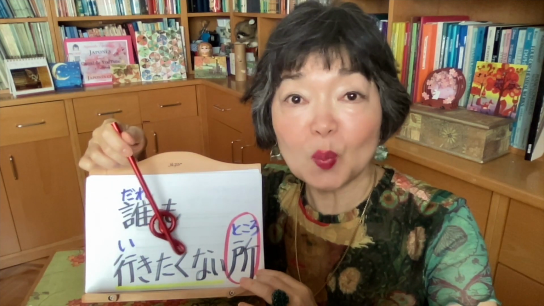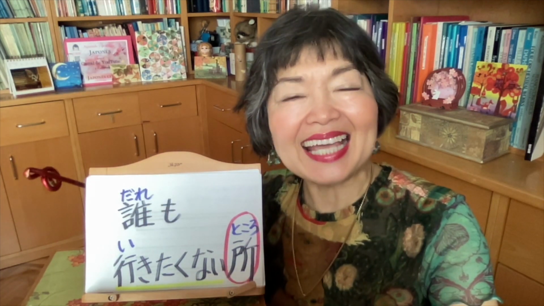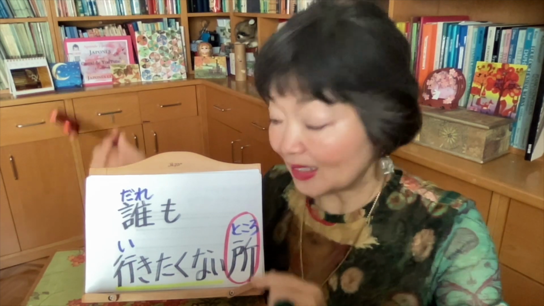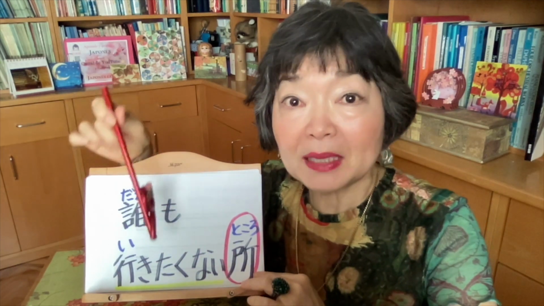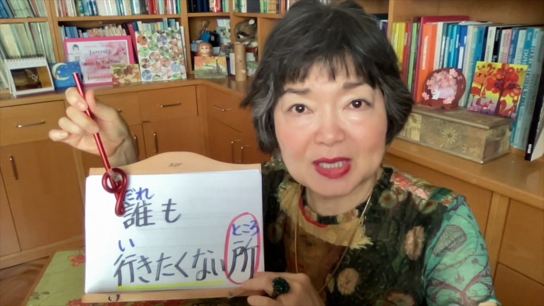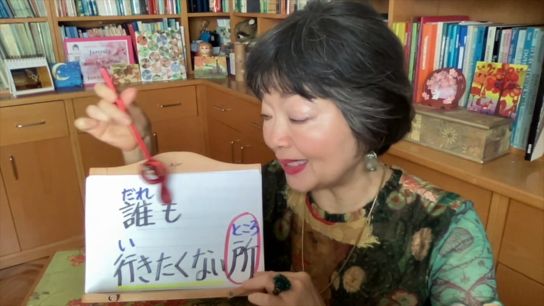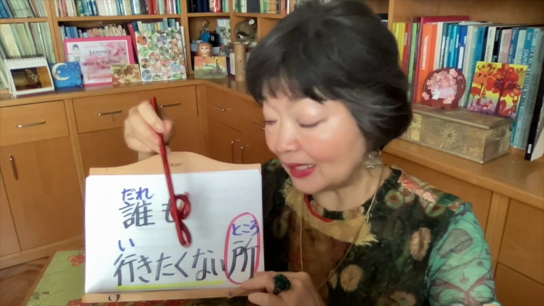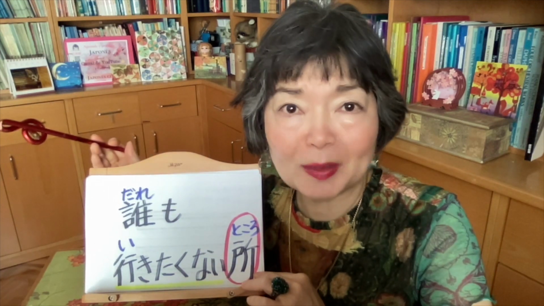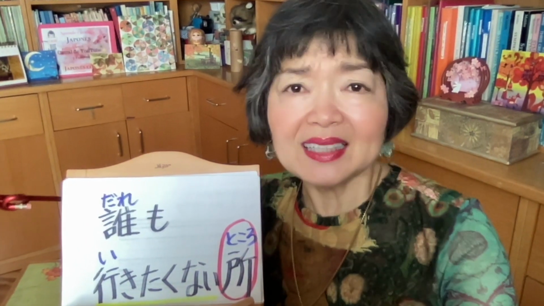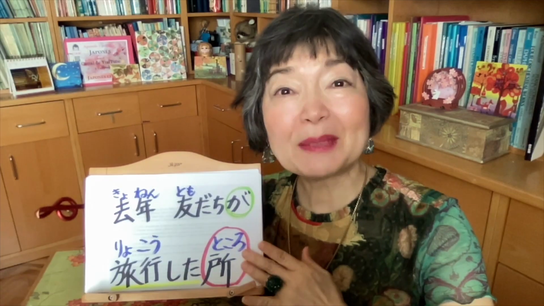It means don't wanna go. Well, 行きたい, I want to go. I don't want to go, 行きたくない. So here 行きたくない. But here nobody wants to go. Nobody, 誰, it means who. But 誰も with this particle, 誰も, and then the negative, it means nobody. 誰も行きたくないところ. The place where my friend traveled last year.